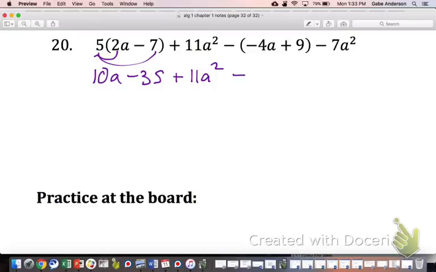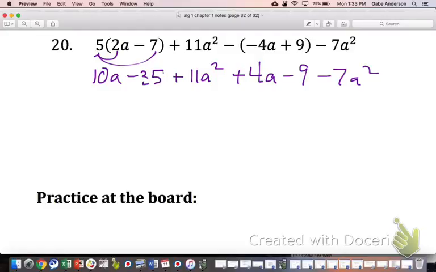Positive 4a, minus 9, minus 7a squared. What did you use to come up with that? Yes, that's exactly right. You distributed that minus 1 across the parentheses. That's perfect. So here's what I wanted to illustrate for you guys.